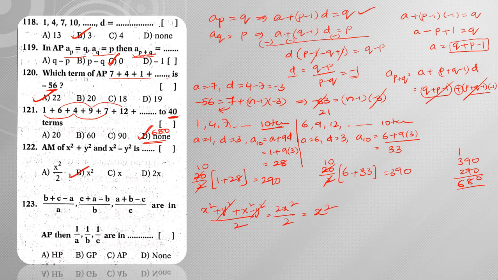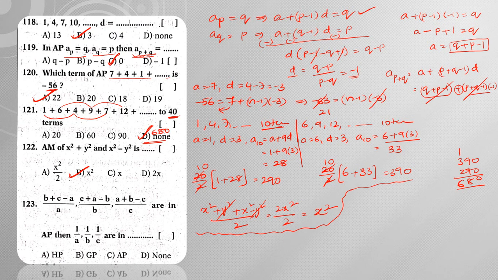Next, b plus c minus a by a, c plus a minus b by b, a plus b minus c by c are in AP. So he is saying that these are all in AP. Then 1 by a, 1 by b, 1 by c are in what? So he is asking you to find that. Okay, first of all, what I need is 1 by a, 1 by b, 1 by c.